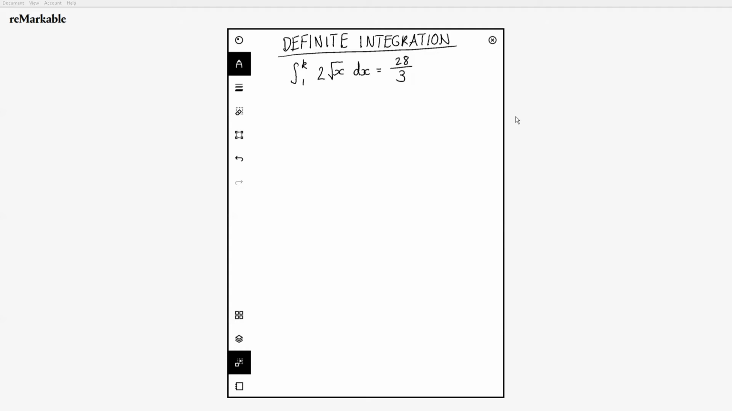So what we do first is we just treat it like normal. We look at this side of the equation and we do our integration, and then we just set all of that equal to 28 over 3.